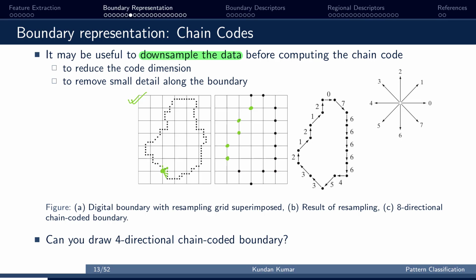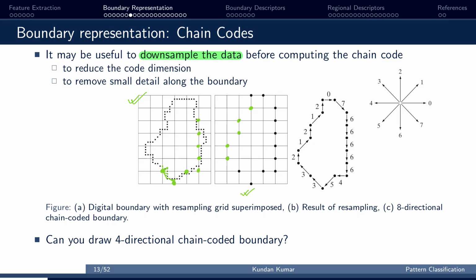And if we are dealing with 8 directional, that means we consider the 8 neighbors, then we just have to consider which grid point this pixel is closest to. So this will be assigned to this, this will be assigned to this. In this way, we can have the grid points in this fashion, as shown in this figure.